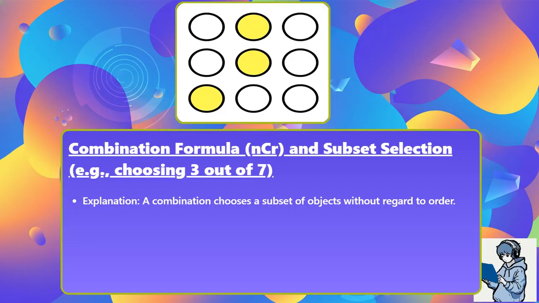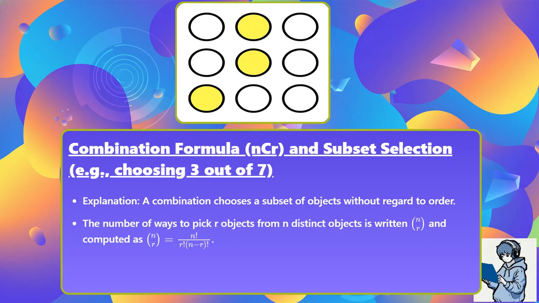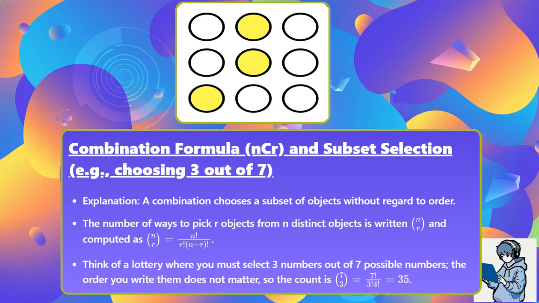A combination chooses a subset of objects without regard to order. The number of ways to pick r objects from n distinct objects is written n choose r and computed as n choose r equals n factorial divided by r factorial times n minus r factorial. Think of a lottery where you must select 3 numbers out of 7 possible numbers. The order you write them does not matter, so the count is 7 choose 3 equals 7 factorial divided by 3 factorial times 4 factorial equals 35.